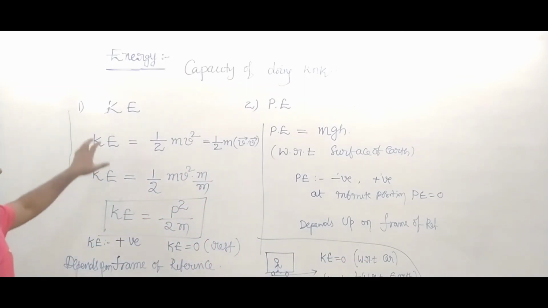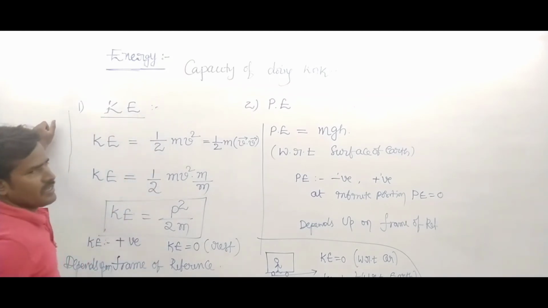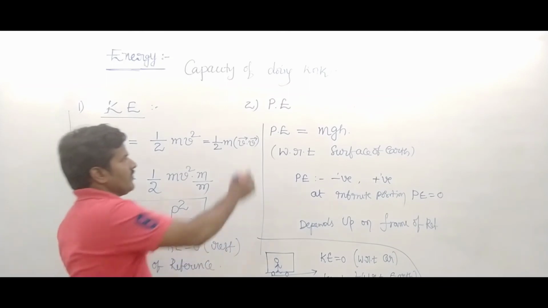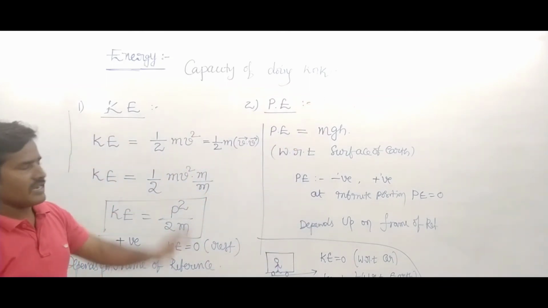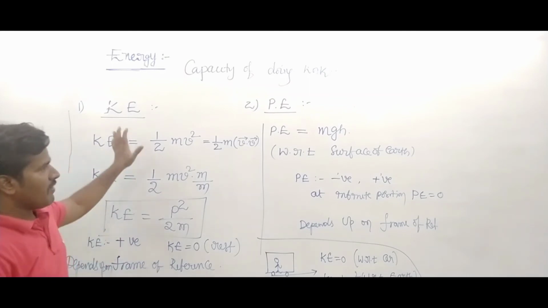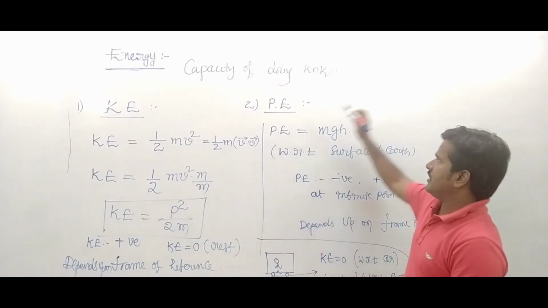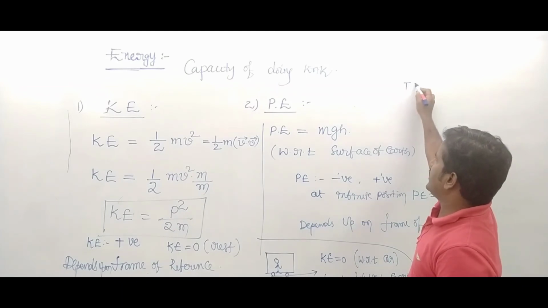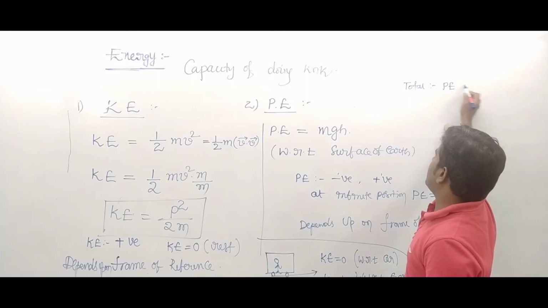So kinetic energy is the energy possessed by a body when it is in motion. Potential energy is the energy possessed by a body when it is at a certain height. These are potential and kinetic energies. The sum of potential and kinetic energy is the total mechanical energy. Total mechanical energy is written as potential energy plus kinetic energy.